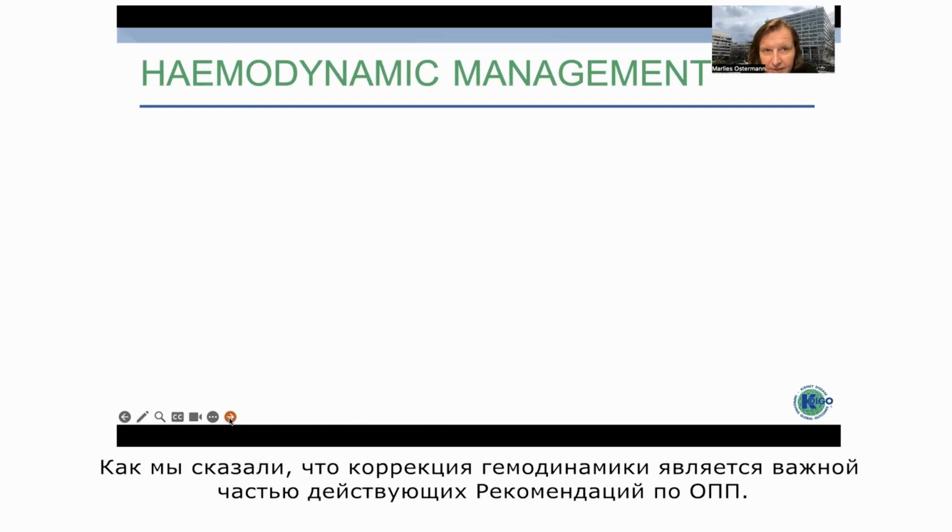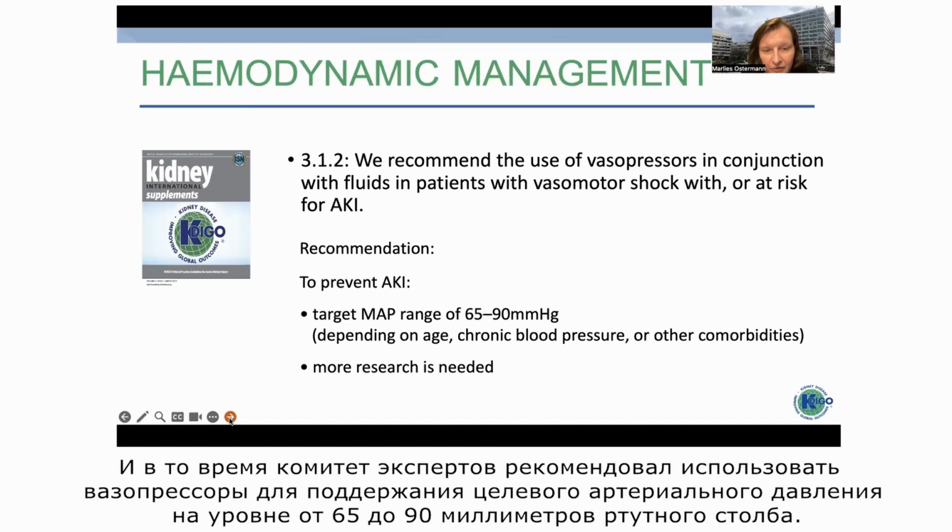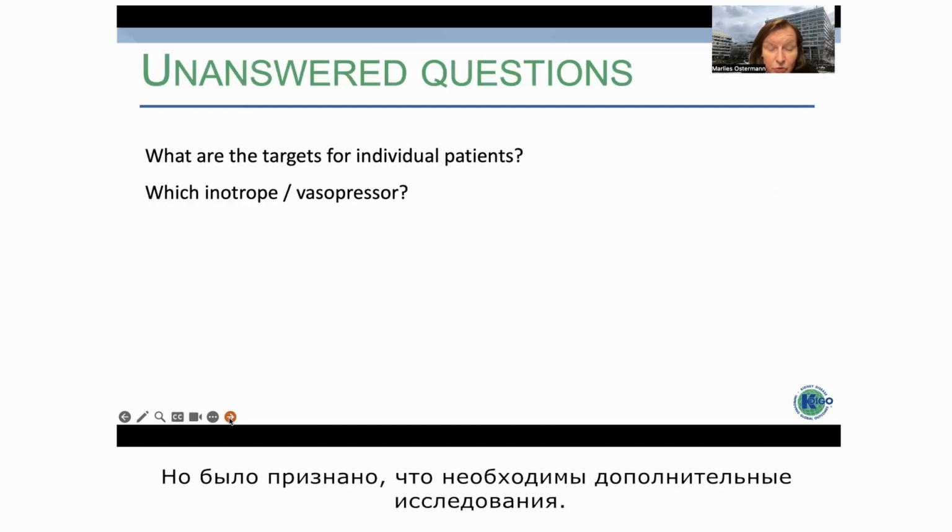I've already said that hemodynamic management is an important part of the current acute kidney injury guideline. And at that time, the expert committee recommended that vasopressors should be used to keep the target blood pressure at around 65 to 90 millimeters of mercury. But it was acknowledged that more research was necessary.